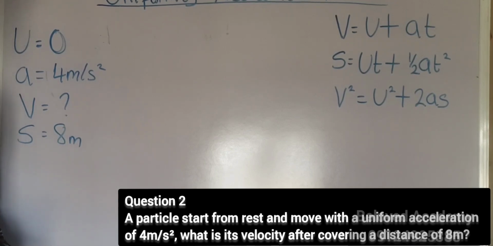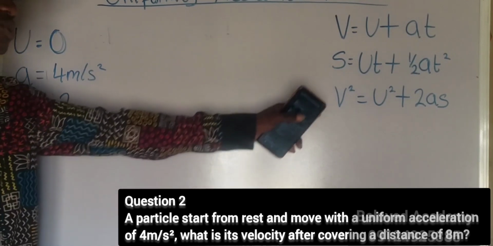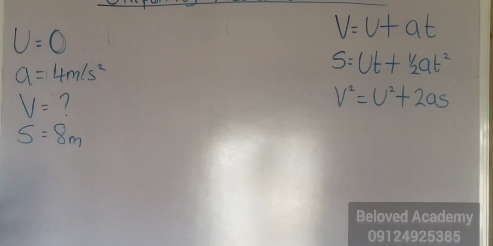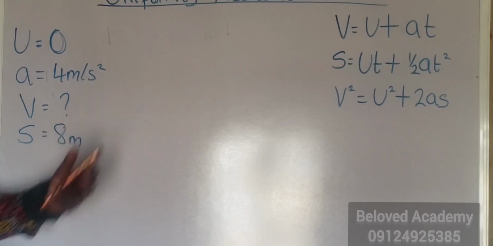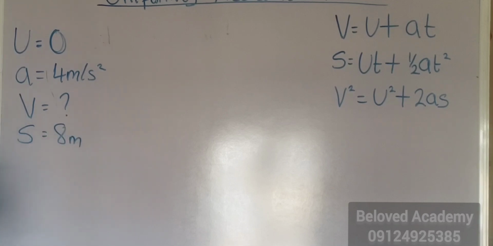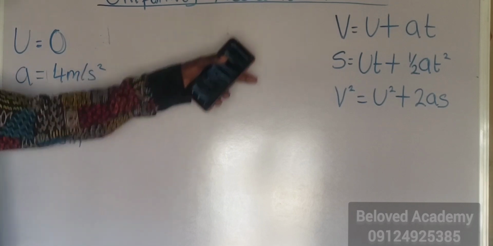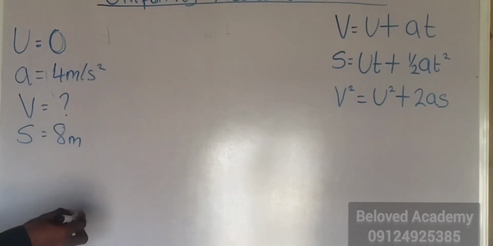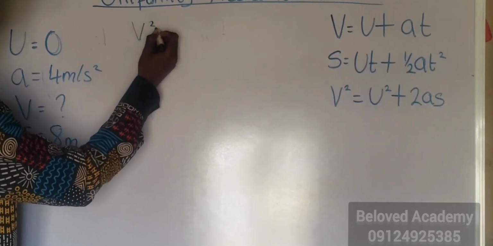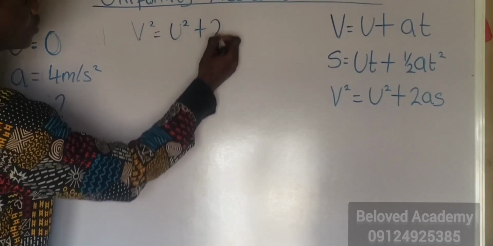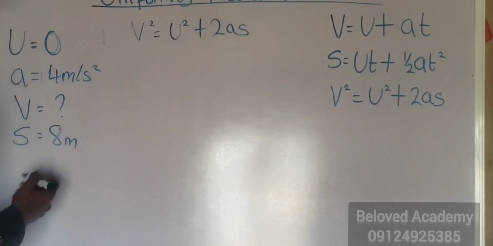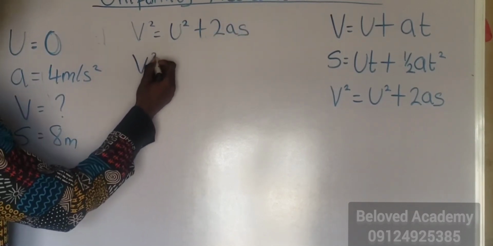So the most appropriate equation of motion to use in this case is the third one, which is v squared is equal to u squared plus 2as. Anytime you are dealing with this concept, first write out the parameters that you are given in the question. The parameters will tell you which of these formulas we are going to use. So I'm going to use the third one. v squared is equal to u squared plus 2as. I'm looking for v, so there is no need for anything.